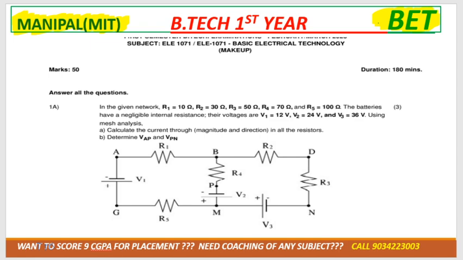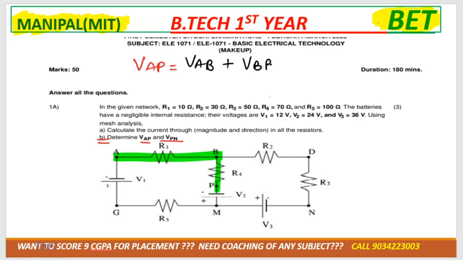Now next, the B part. In the B part they are asking to determine VAP and VPN. So AP, A to P, is here, right? Now we need to calculate VAP. Can we write VAP as VAB plus VBP? Yes. You have two options, you can go from here or from here. If you go from below, it includes 3 elements. Both answers will be the same in both cases, but the shorter path is this one, correct?